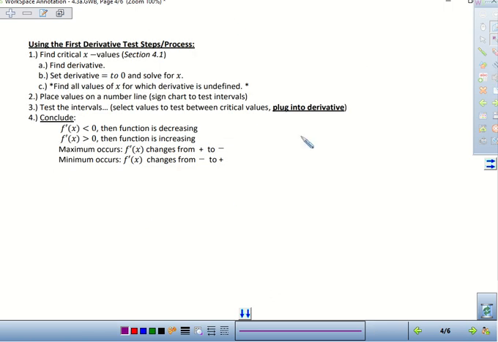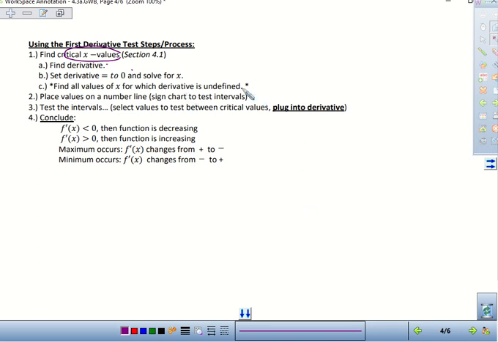All right, here are the steps to using the first derivative test. Basically, you have to find the critical values, critical x values. You guys just did that on the last test. You're going to take the derivative and set it equal to 0. You've been doing that. Then you're going to find the values for which the derivative is undefined. So you're looking for cusps and corners and vertical tangents. You guys know how to find that now because we've been practicing it.